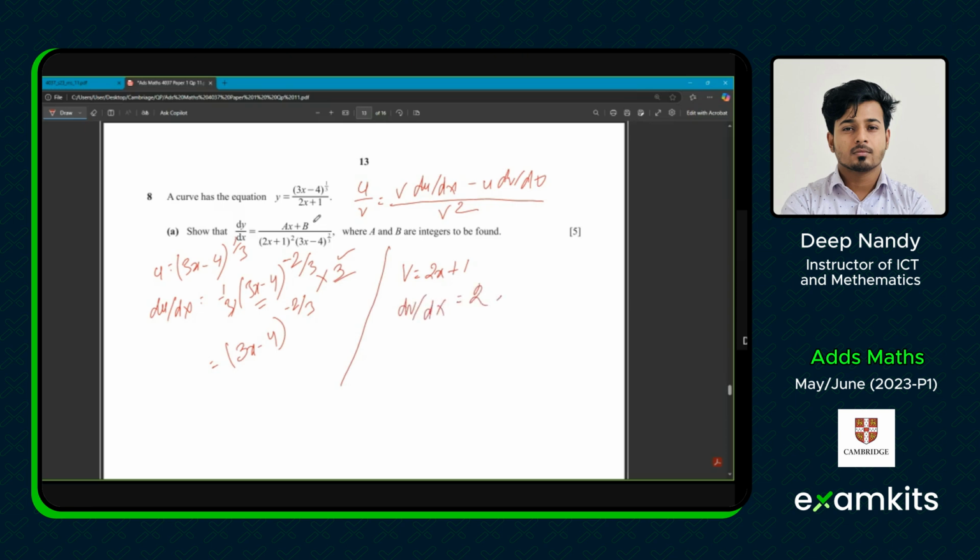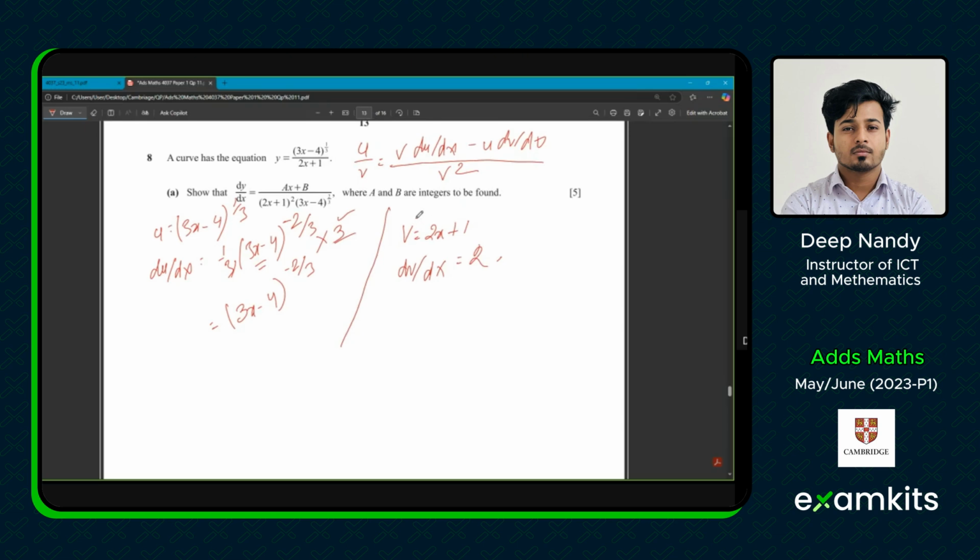So we know all the constants and the values we need, and we put in the values. dy/dx is equivalent to 1 over (2x plus 1) whole squared, where v equals 2x plus 1, times (3x minus 4) to the power minus 2/3, minus (3x minus 4) to the power 1/3 times 2.